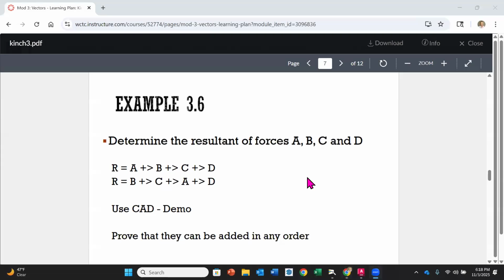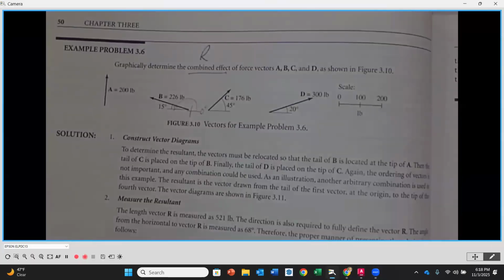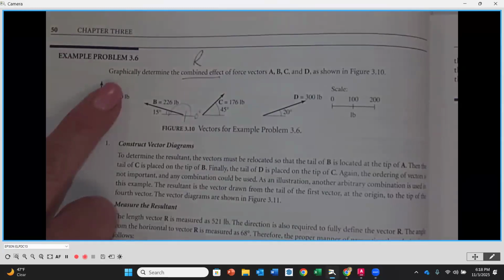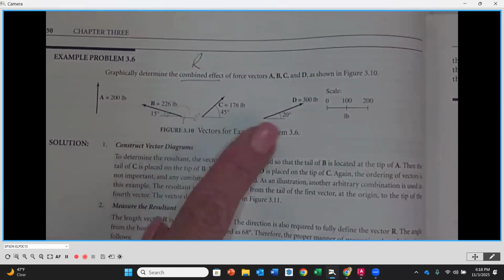Okay, the next example we're going to look at is example 3.6. Here again, we're going to be determining the resultant, but this time we're going to be adding together four vectors, A, B, C, and D. You'll find the vectors on page 50 in your book, example problem 3.6. We want to graphically determine the combined effect. So again, we want to determine what the resultant is of these four forces.